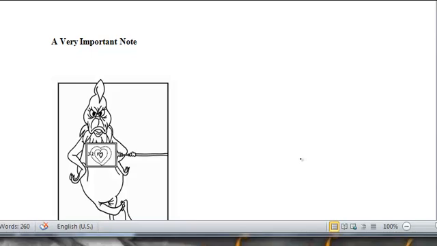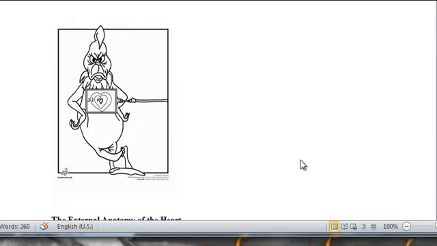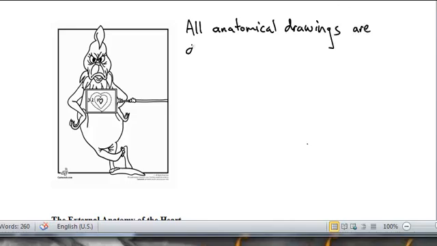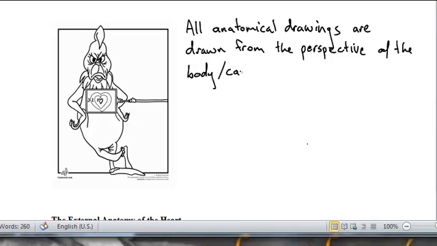So to begin with, there's a very important note when we're looking at diagrams of the heart, and that is that all anatomical drawings are drawn from the perspective of the body or cadaver looking up at you from the page.